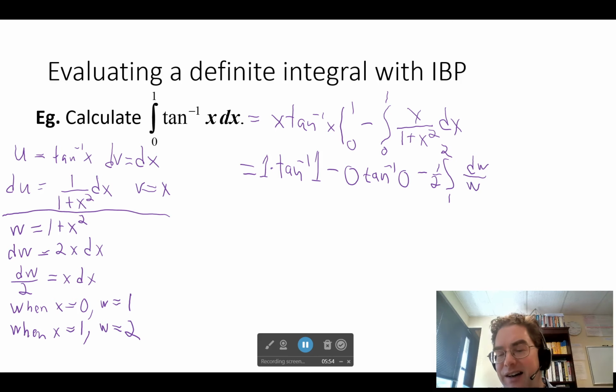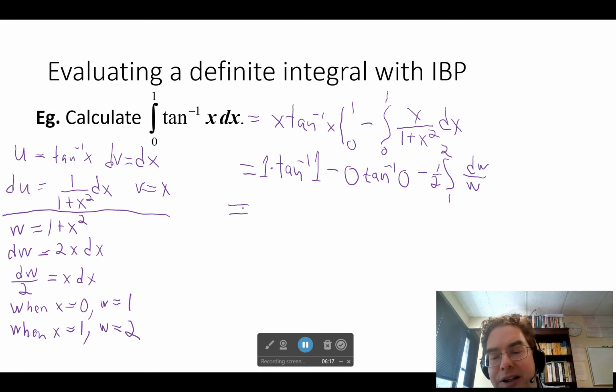And now this is something that is on our basic list of antiderivatives. Antiderivative of 1 over w is natural log of absolute value of w. The absolute value is not going to be necessary here because our w's lie in the interval 1 to 2. They're positive anyway. So let's proceed.